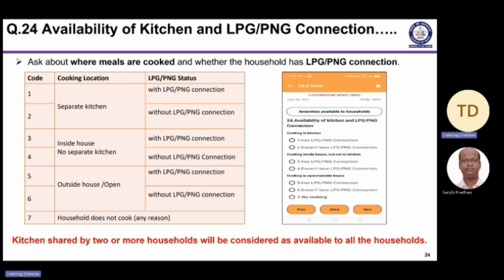Yes. So I have that, but the question is regarding the kitchen and LPG connection. Yeah, I'll tell you why this is added. Because we cannot leave some houses blank, some code should be given. No kitchen. Let me explain. Let me complete the question and answer.